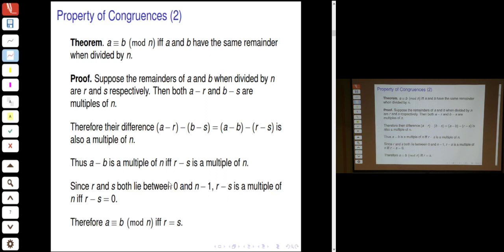In the slide we have discussed a proof, but let us write down a quick argument to see why this is the case. If you divide A by n, let Q1 be the quotient and R1 be the remainder. Similarly, if you divide B by n, let Q2 be the quotient and R2 be the remainder, then A minus B is (Q1 minus Q2) n plus (R1 minus R2).